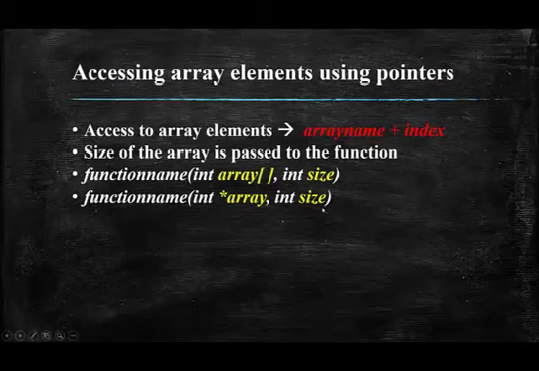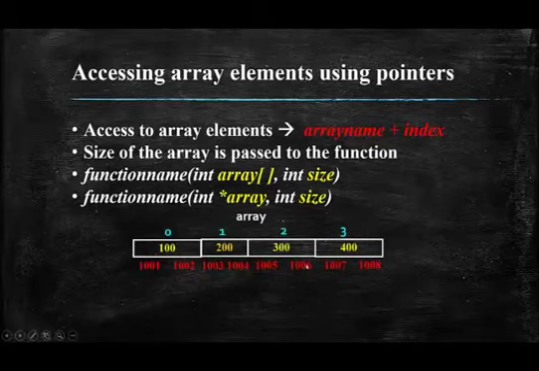As I told you, let's say, for example, this is my array. My array has 4 elements, and let us consider the array to be of integer data type, with elements 100, 200, 300 and 400. Since my array is of integer data type, every element will occupy 2 bytes of memory. So 100 occupies 2 bytes, 1001 and 1002, and 200 occupies 1003 and 1004. Similarly, 300 and 400 also occupy 2 bytes of memory each.